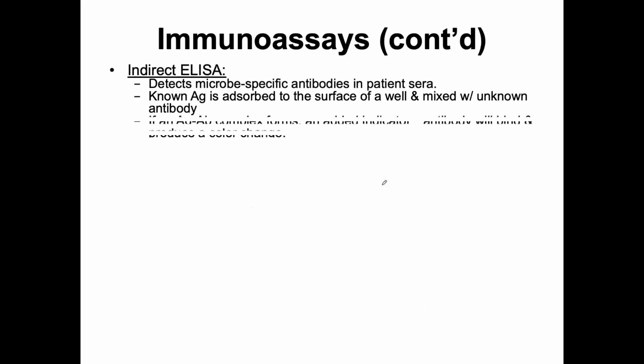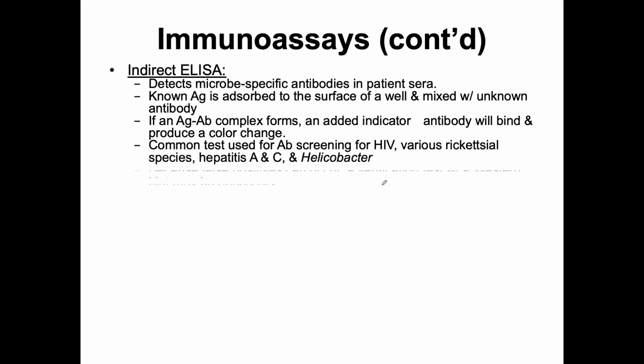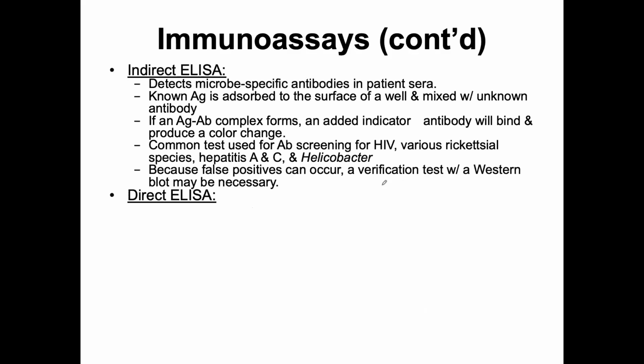An indirect ELISA is going to pick up microbe-specific antibodies in the patient. A known antigen is attached to the surface of a well and mixed with unknown antibody. An antigen-antibody complex gets formed. An added indicator is an antibody that will bind to the antigen, makes the color change. It's a common test for antibody screening, HIV and rickettsia. Okay, sometimes you'll get a false positive. We use a Western blot to back up the data.